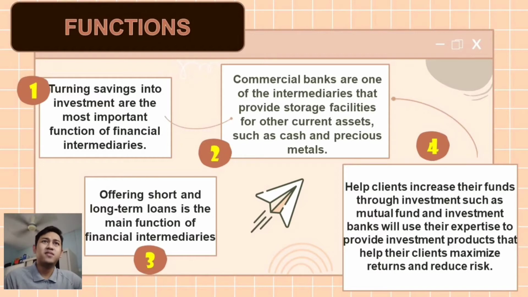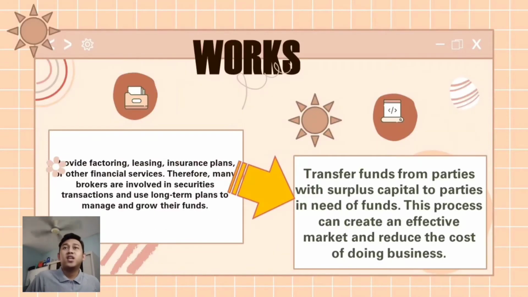Asset-based financial intermediaries are institutions such as banks and insurance companies, while commission-based financial intermediaries provide portfolio management and syndicate service. Now we move on to the next slide, that is, non-financial intermediaries.